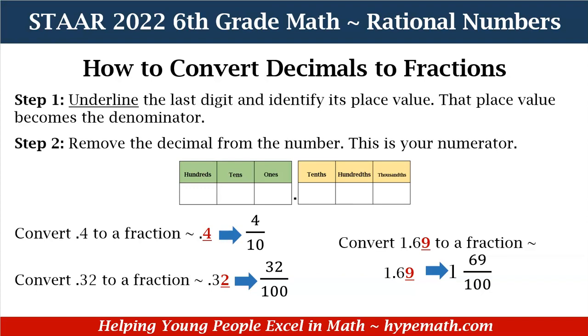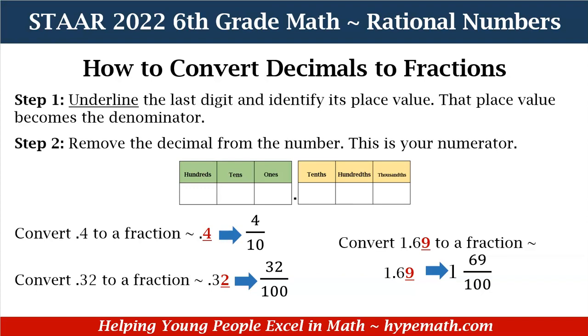We are going to convert 0.4 to a fraction. So we said we need to underline the last digit, which is 4. That is in the 10th place. So 10 is our denominator. We're dropping our decimal point, and our numerator is going to be 4.